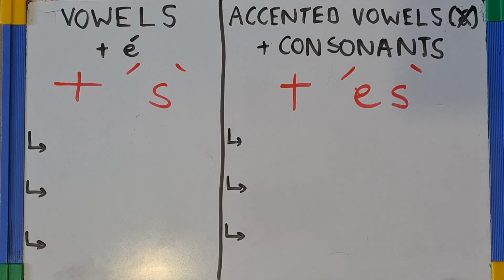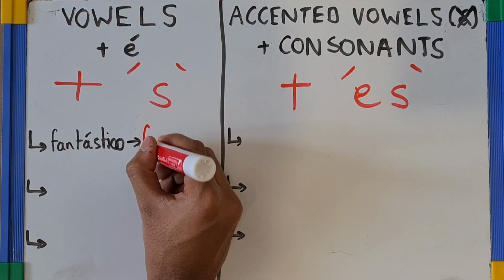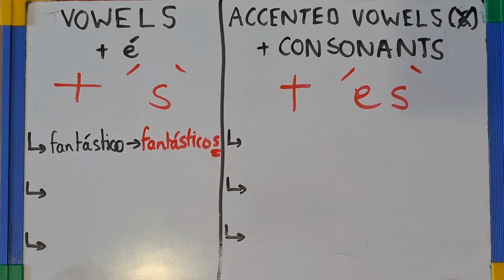For singular adjectives that end in a vowel or the letter E with an acute accent, the rule is add an S to the end. Here are some examples. Fantástico, the Spanish for fantastic, goes to fantásticos. One more time. Fantástico to fantásticos.